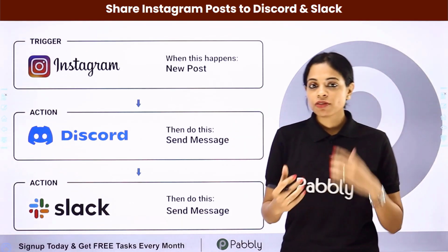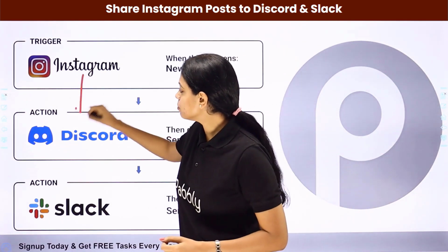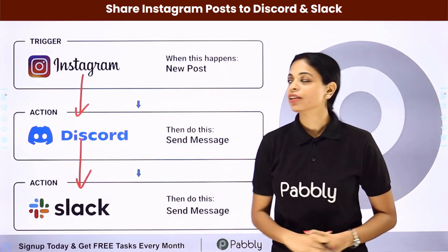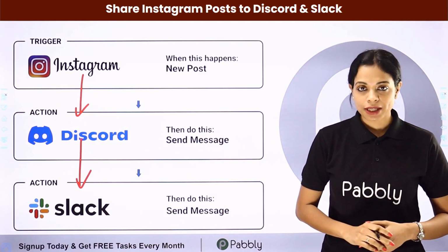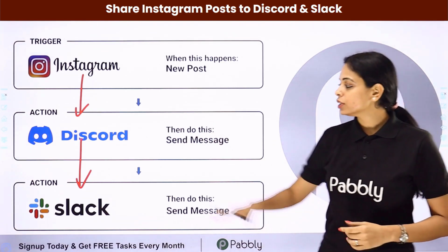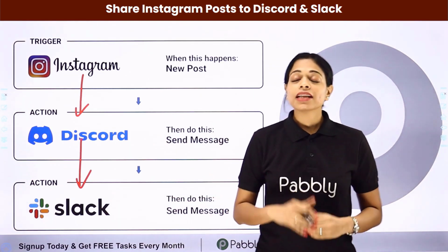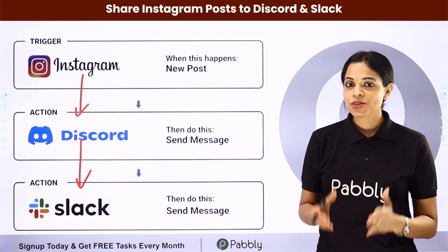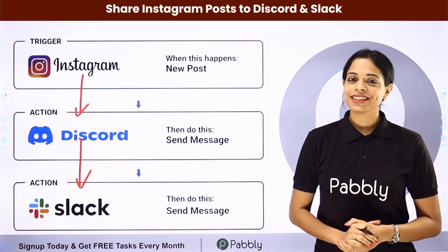Now, how can you do this? For this, you will have to set up some integration between the three applications, and the same thing can be done using Pabbly Connect software. Here, your trigger application would be Instagram, your action applications would be Discord and Slack. Now, how can you do this yourself? Integrate and automate this entire process. To understand that, let me take you to my screen.